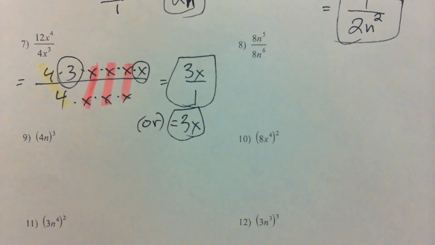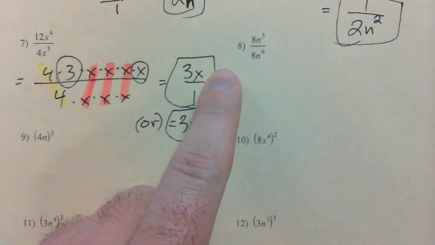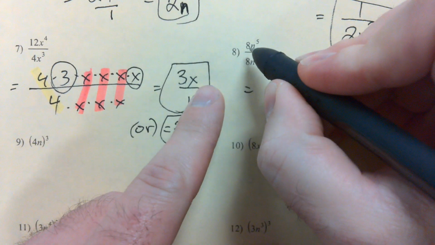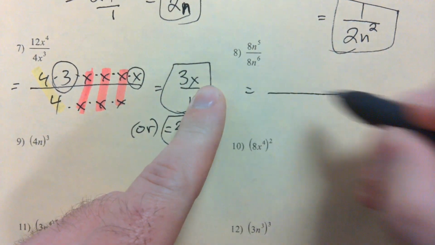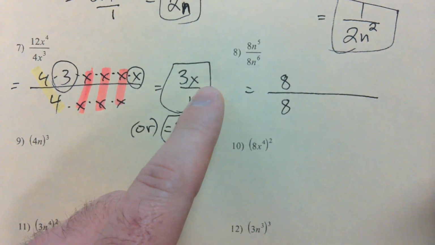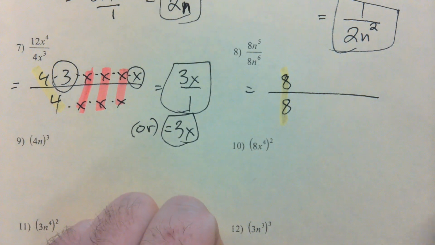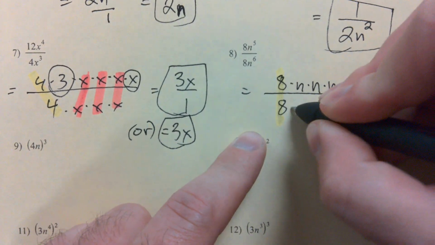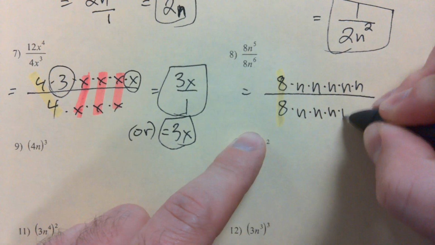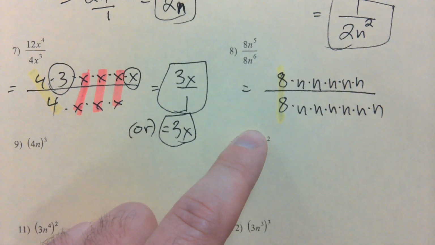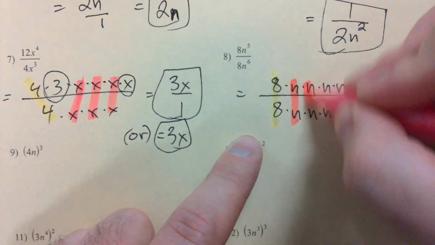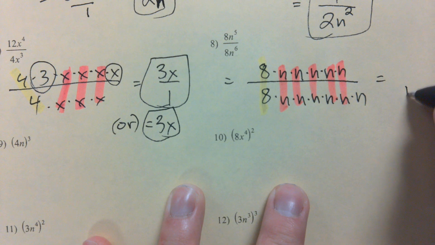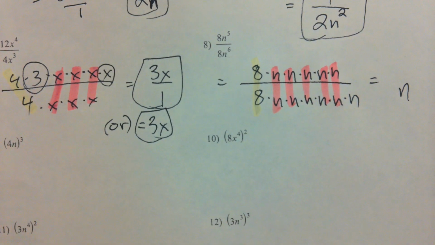All right, number 8, moving right along here. Again, you can use this little shortcut. Hey, I have an 8 on top and an 8 on bottom. I don't even need to split those up because they're going to cancel out as a pair. 5 n's on top, 6 on bottom. 1, 2, 3, 4, 5, 6. So we're going to have 1, 2, 3, 4, 5 pairs of n's that cancel, giving us what? Just n, right? Double check.